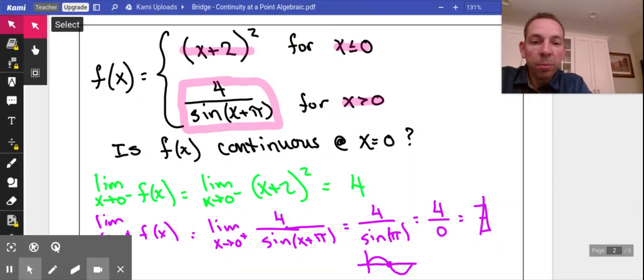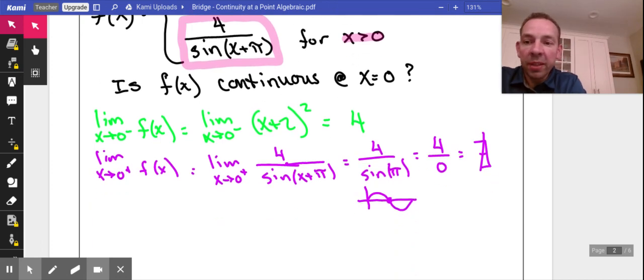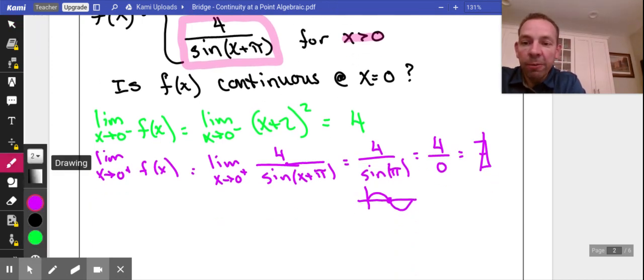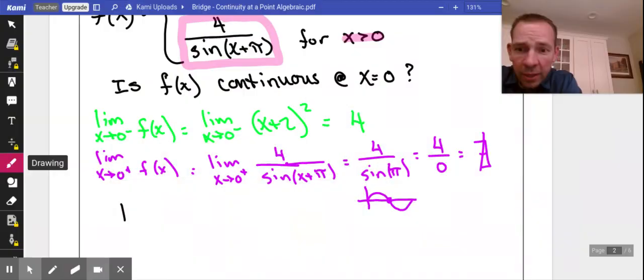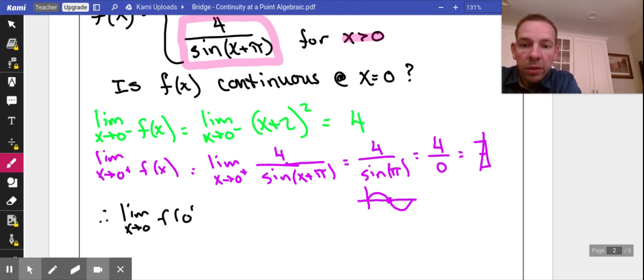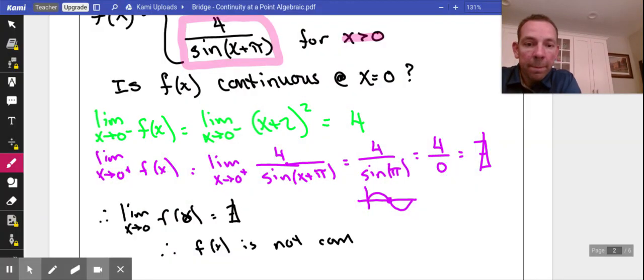So what have we proven here at this point? We just did the one-sided limits. They're not equal to each other. Therefore, the general limit does not exist. Okay, that's our little conclusion here. We'll say, therefore, the general limit as x approaches 0 of f of x does not exist. And therefore, f is not continuous at x equals 0.